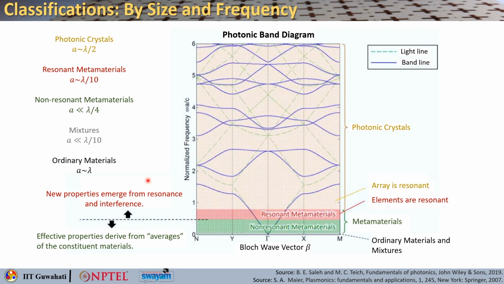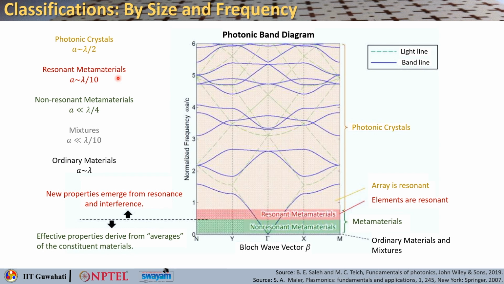Yeah, this particular slide shows you a photonic band diagram where you have the normalized frequency omega a by c on the y axis, and you have Bloch wave vector k on the x axis. So, this is a typical band diagram. Okay, but what we are interested in here is to see that in the case of photonic crystals, the lattice periodicity a is basically of the order of lambda by 2. Okay. So, this is the case of photonic crystals. So, photonic crystals are basically from here to here.